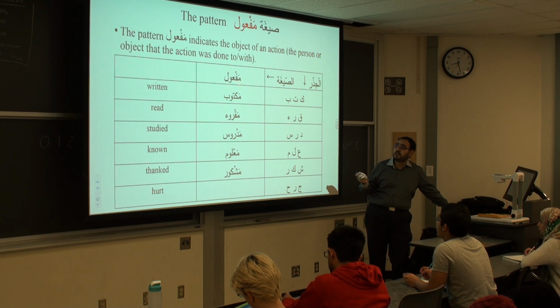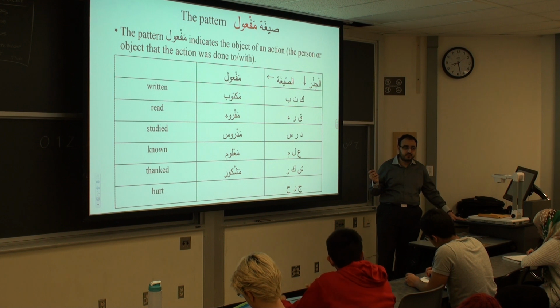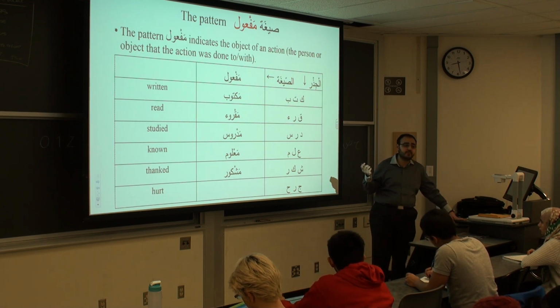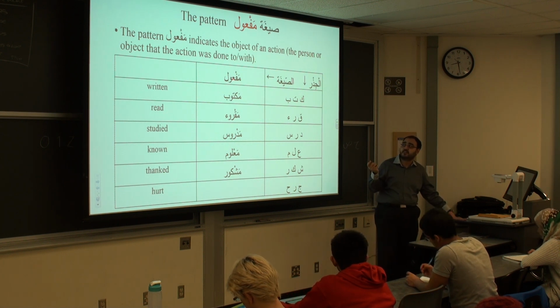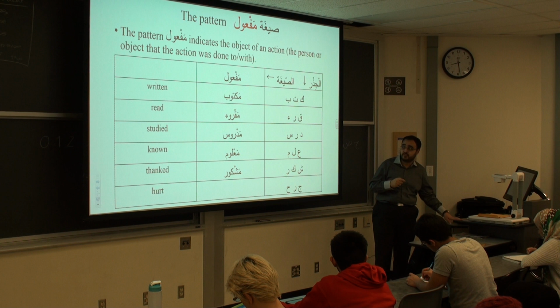Okay. Yeah, so because it's a maf'ul, you just add the name. Exactly. So the first step is to replace the fa with the first letter of the root, which is the kaf. Yeah, and then we just use the ayn with the second letter of the root, the ta, and the lam with the third letter of the root, which is the ba.